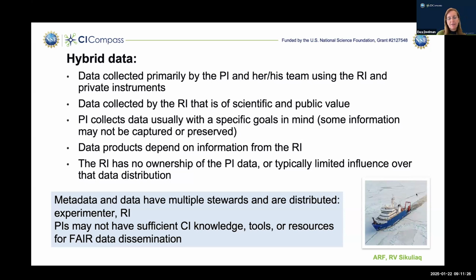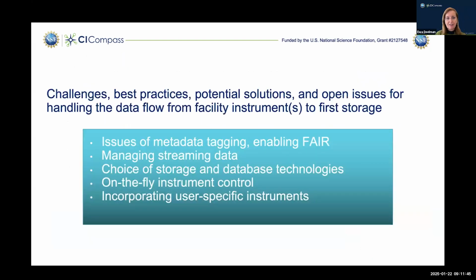So now you have this situation which is hybrid, where the metadata and data have multiple stewards that are distributed between the experiment and the research infrastructure. And again, the PIs might not have sufficient knowledge of CI, the tools and resources, to make data FAIR. So the situation obviously is quite complex.